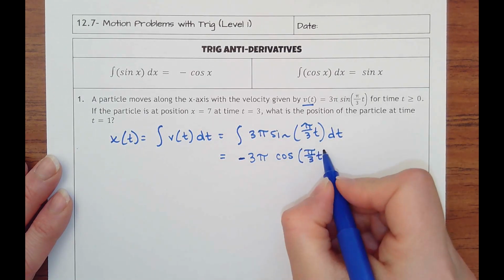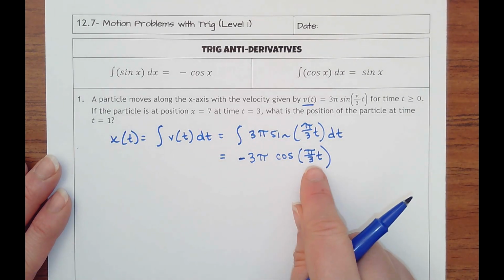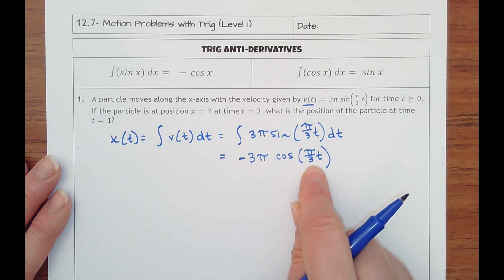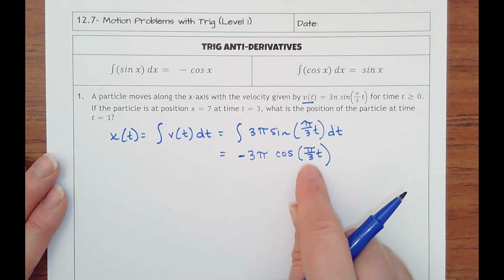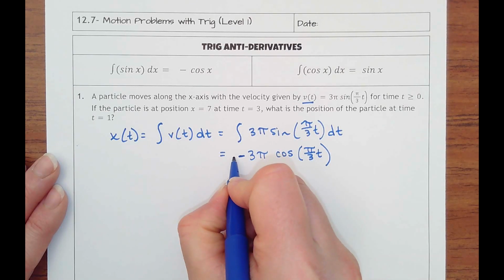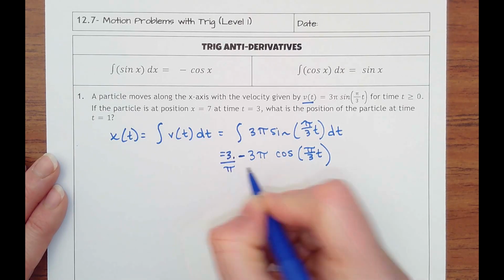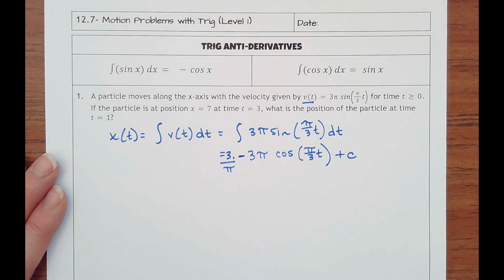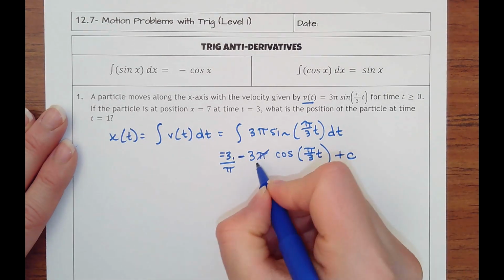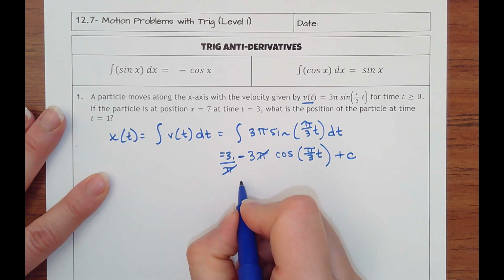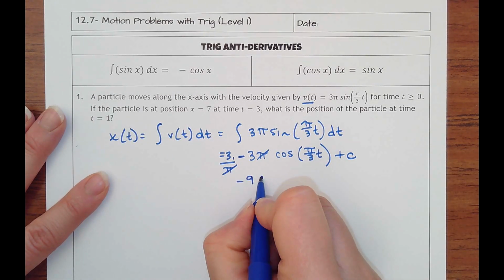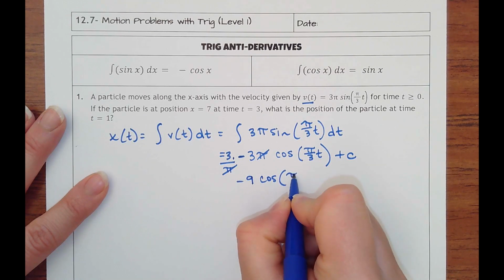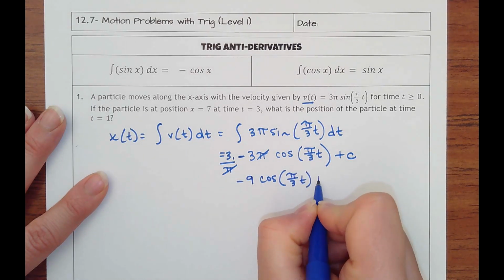But remember, when we take the derivative, we have to do the chain rule and multiply by the derivative of the inside function. Well, now the antiderivative tells us to divide by the derivative of the inner. So we're going to divide by pi over 3, or really multiply by 3 over pi. And then don't forget your plus c. So then I have the pi's canceling out. So I get 3 times negative 3 is negative 9 cosine of pi over 3t plus c.